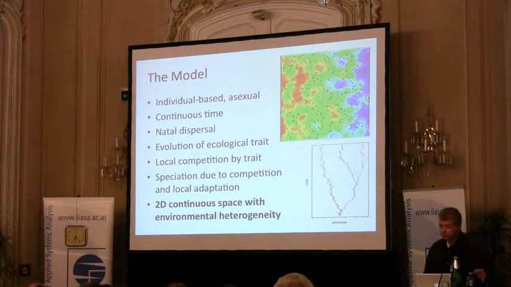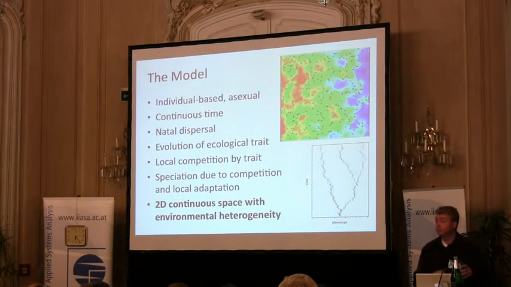So to investigate these ideas further, I built a speciation model based upon an earlier model in Heinz, Matsuko, and Diekman 2009. It's an individual-based model with asexual reproduction for now, although I intend to extend it to the sexual case in the future. Time in the model is continuous with overlapping generations, and natal dispersal is modeled with a Gaussian offset from the parental location. Evolution occurs in the ecological trait of the individuals, and there's local competition based on that ecological trait. So individuals compete most strongly with individuals that are both close to them in space and similar to them in ecology. Speciation occurs both as a result of this competition and as a result of adaptation to the environment.